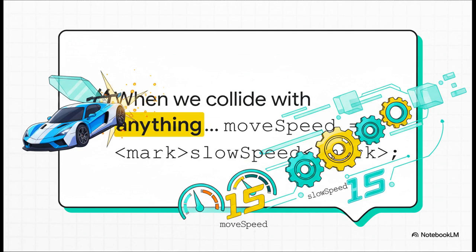That's it. We don't even need an if statement to check a tag this time, because our design says we slow down when we hit anything. The moment that physical collision happens, boom, our moveSpeed is immediately set to our slowSpeed variable, that 15 value, and the car lurches to a crawl. It's simple, it's elegant, and it's incredibly effective.